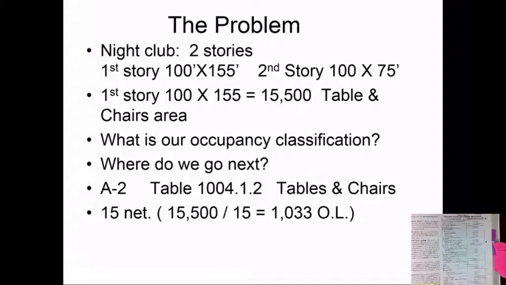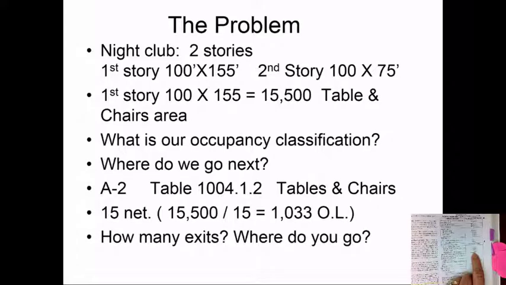So we take our square footage of 100 times 155, which comes to 15,500, and we divide it by 15 net because it's concentrated tables and chairs. That gives us, of course, the occupant load of 1,033. Okay, 1,033. So how many exits do we need, and where do we go to find this information?